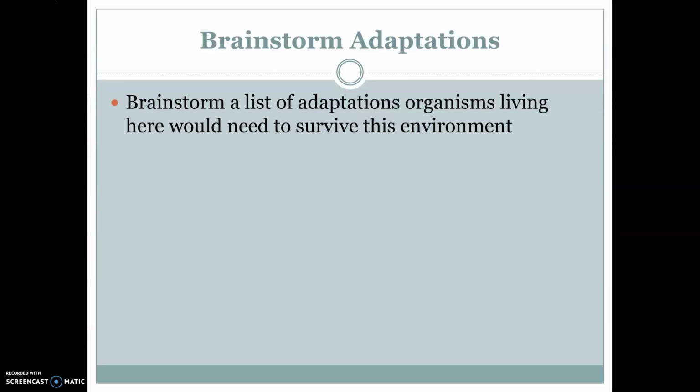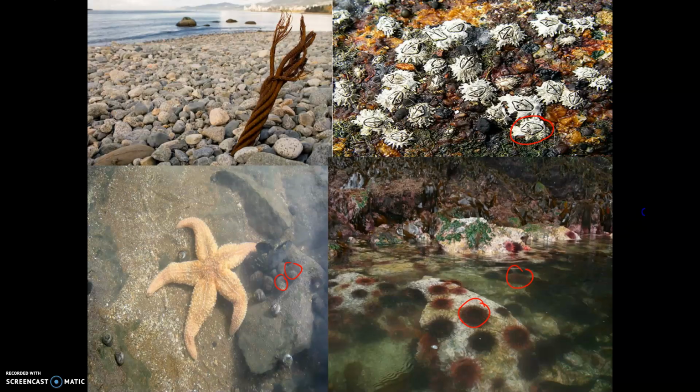So again, let's think of a list of adaptations that these organisms are going to need to survive in these environments. Remember, with rocky coasts, we're going to see high and low tides. So that means that the water levels are going to change drastically in these types of environments.